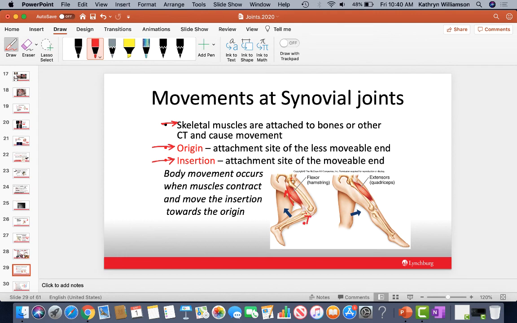So like in this case, this would be my insertion, this would be my origin, and I'm moving my insertion closer to my origin. You will also see this listed as the proximal attachment of the muscle. So origin would be proximal attachment. Insertion would be the distal attachment. So you're actually going to see this written both ways. This would be your proximal attachment here at your origin. This would be your distal attachment at your insertion.